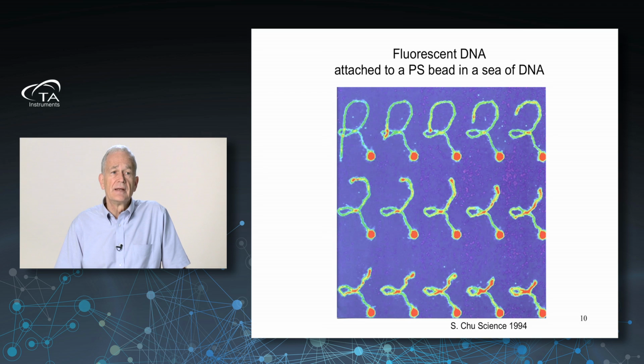On the end of the polystyrene bead is a DNA molecule that's been fluorescently labeled. What they did was make the letter R by moving the DNA in a liquid. The blue background is also DNA, but it's just not fluorescent. So it's a highly entangled liquid, and it looks a lot like the spaghetti that we see here, but you just can't see it.